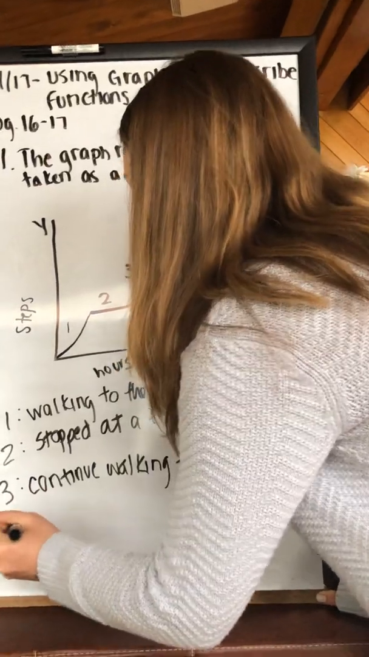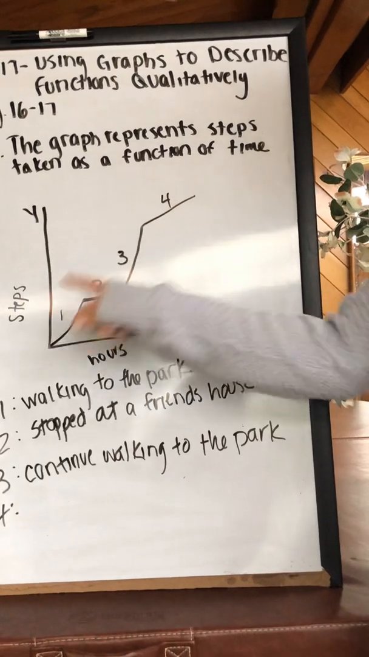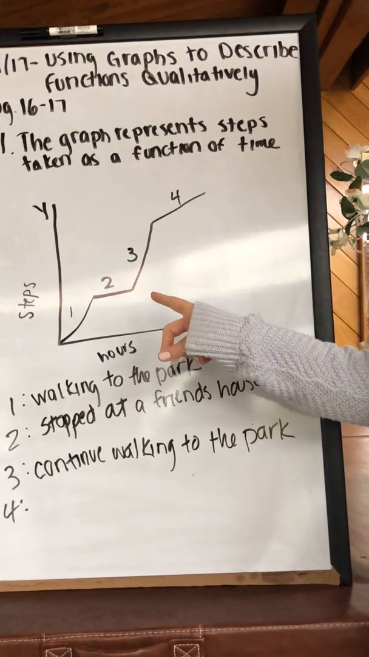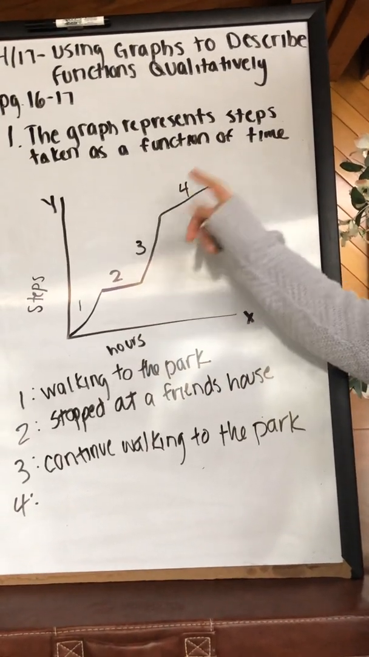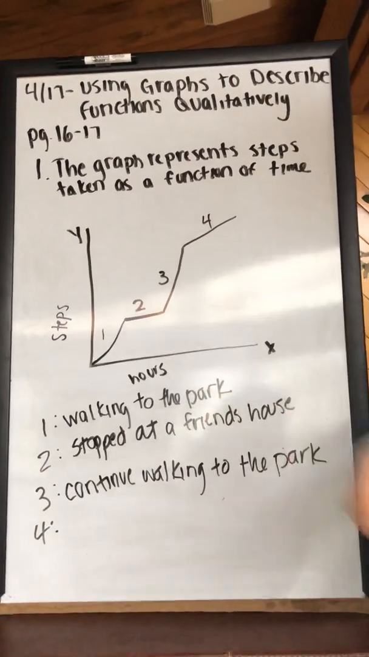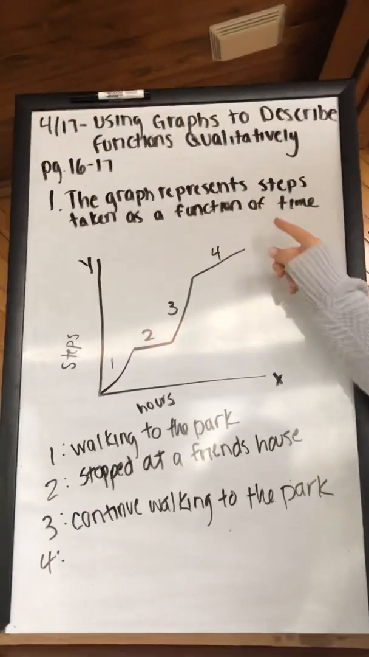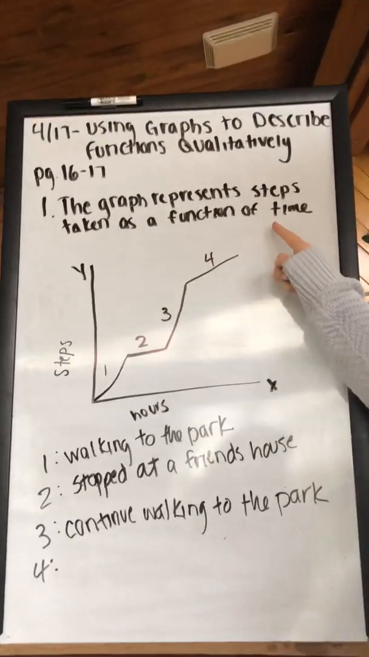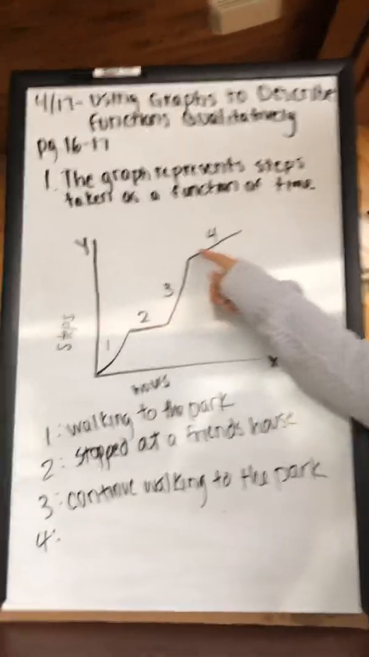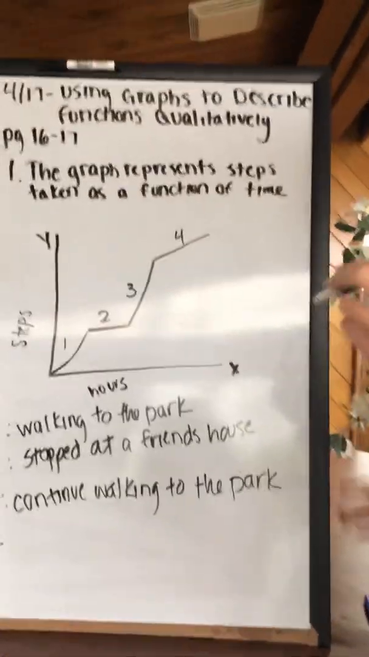And one more section. Section 4. Section 4, we are still continuing to take steps, and time is still passing, but we are slowing down. Maybe there's a person walking really slow in front of us. We are still making progress towards the park, but we are slowing down. It is not as steep of a line. When we have a steep line, it's going to be faster. When we have a less steep line, like in 4, we are walking slower.